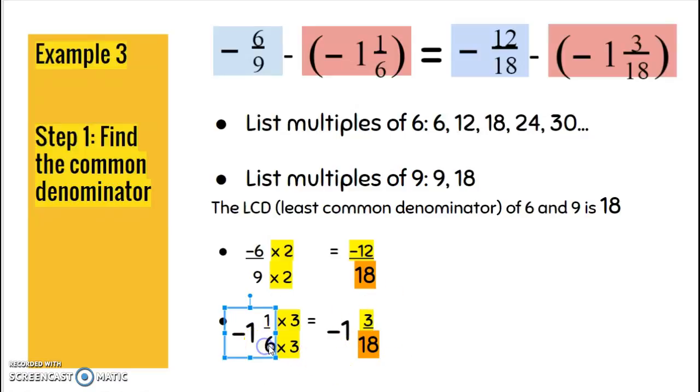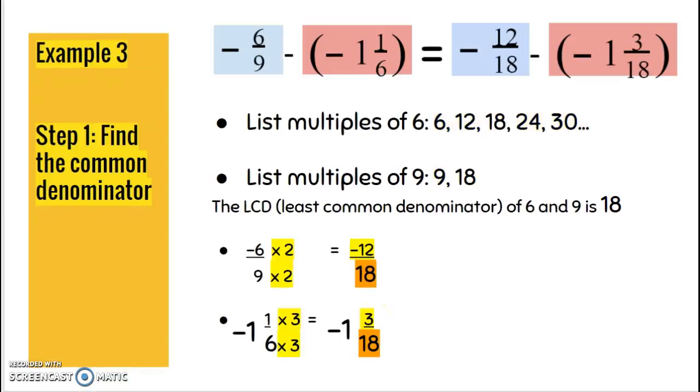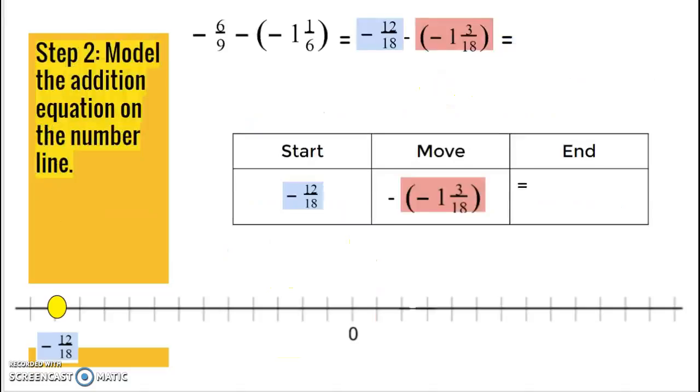So again, I think about 6 times some number equals 18, and that's 3. 6 times 3 is 18. So I do the same to the numerator. 1 times 3 is 3. And my new equivalent fraction is negative 1 and 3/18. Make sure you rewrite it up here, and then we're ready to model.